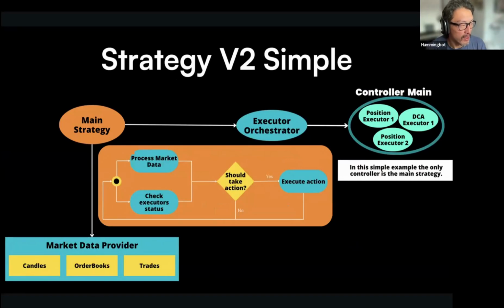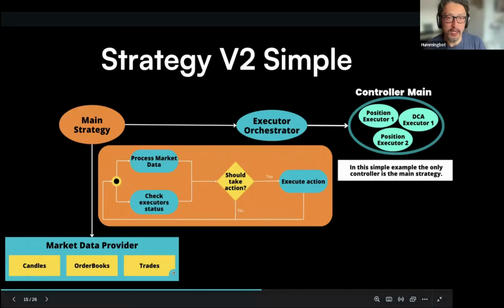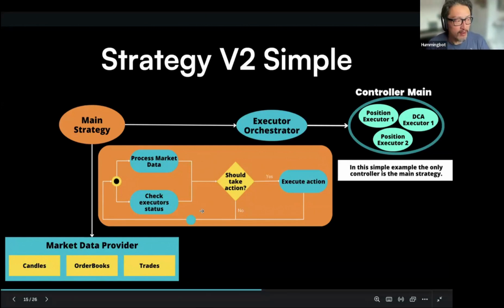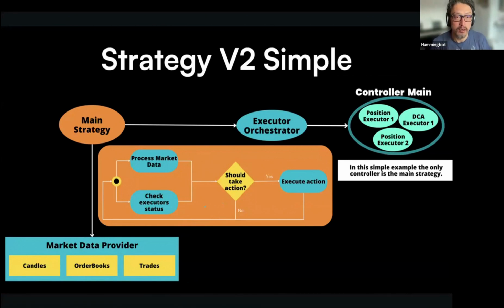A simple one is basically fetching data from the market in the form of candles and from order books or trades, accessing it through this component we created called the market data provider. Then it's doing the basic logic of the strategy. It's checking the status, making some decision, and then automating the execution of that decision through the executors. So this is a simple one.